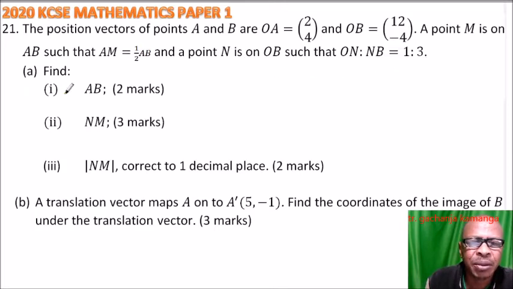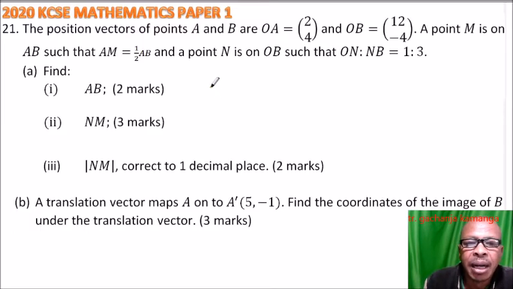So part A of the question, find: Roman number 1, AB; Roman number 2, NM; Roman number 3, magnitude of NM, correct to 1 decimal place. You get 2 marks. Part B of the question, we are told a translation vector maps A onto A prime, which is (5, -1). Find the coordinates of the image of B under this translation vector.